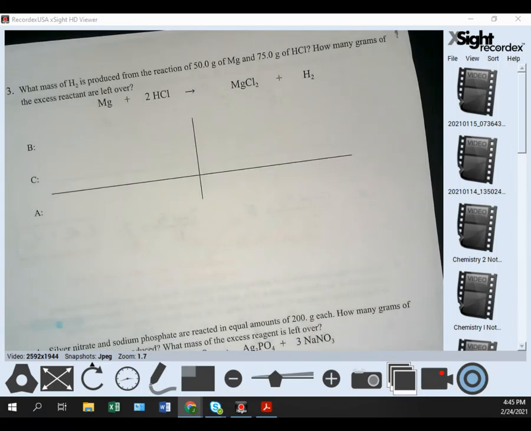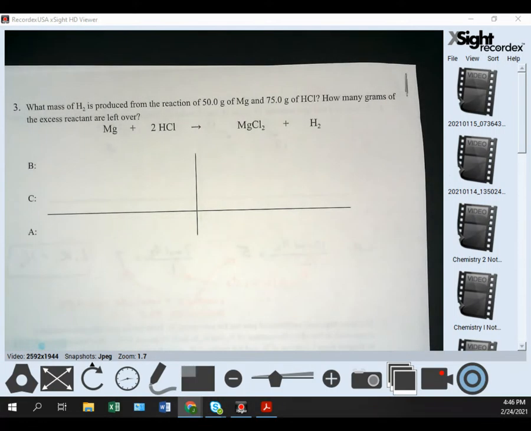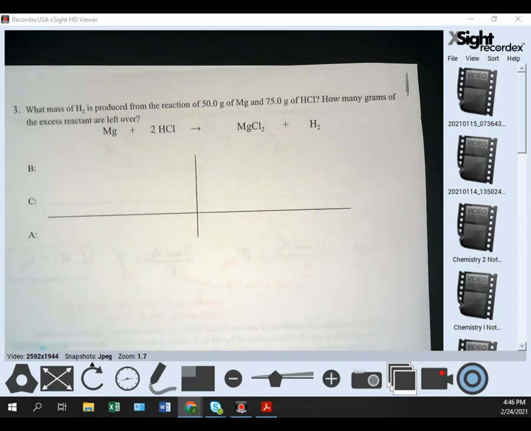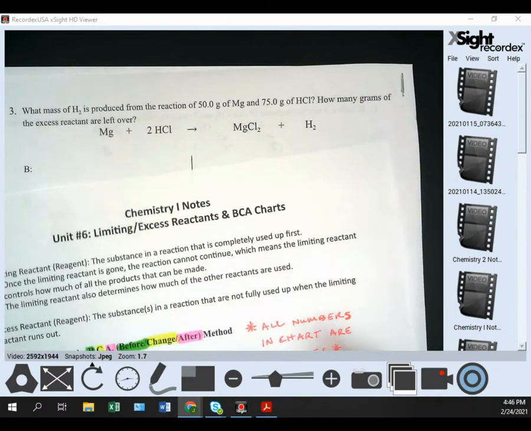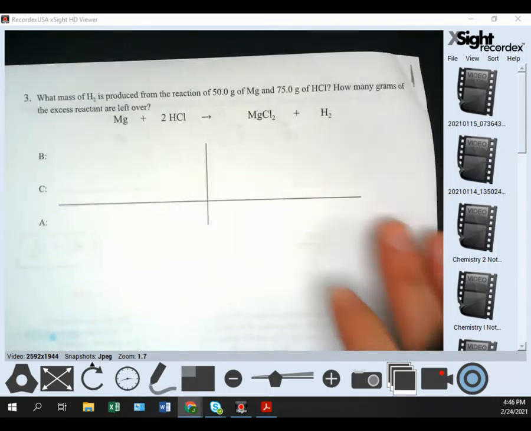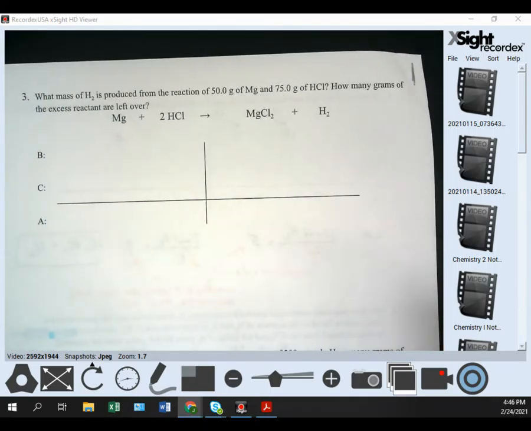So this short video is just going to be a walkthrough of the end of the Unit 6 limiting and excess reactants and BCA chart notes. It's going to be the last two examples from those notes.